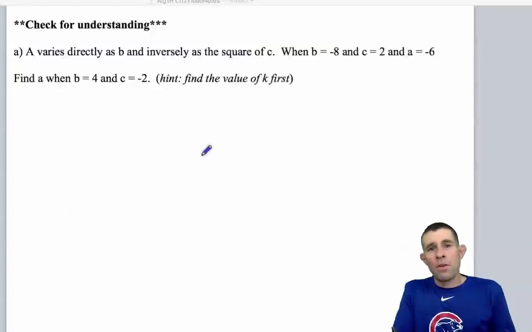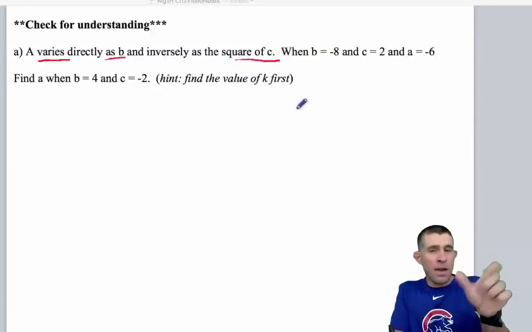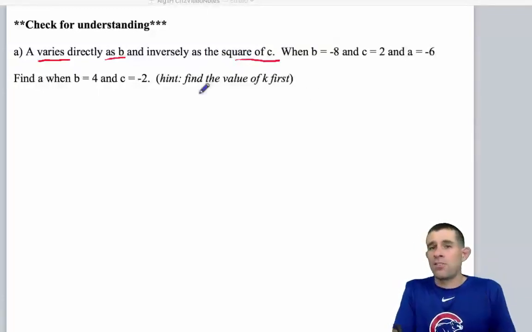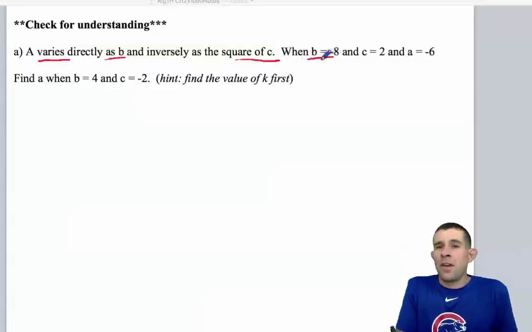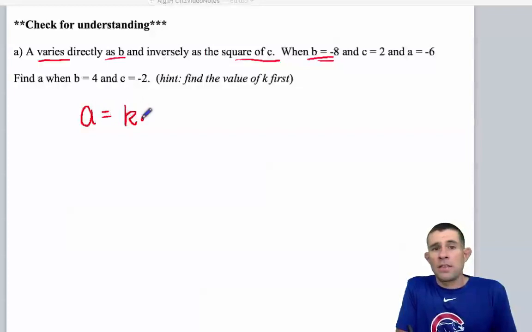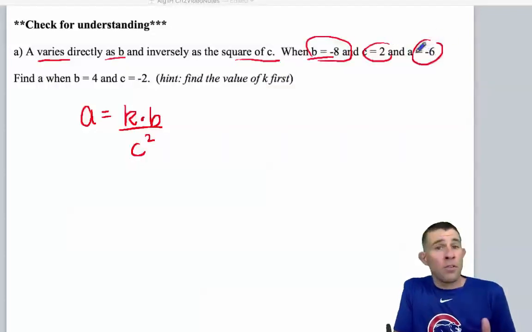All right, we got one more to go here. In this final example, we see that A varies directly as B and inversely as the square of C. So is this combined or joint variation? Now, let's go ahead and start off by writing that. We got A is equal to K times B divided by C squared. We know some values of B, C, and A. This will help us find our value for K. So let's substitute those in.